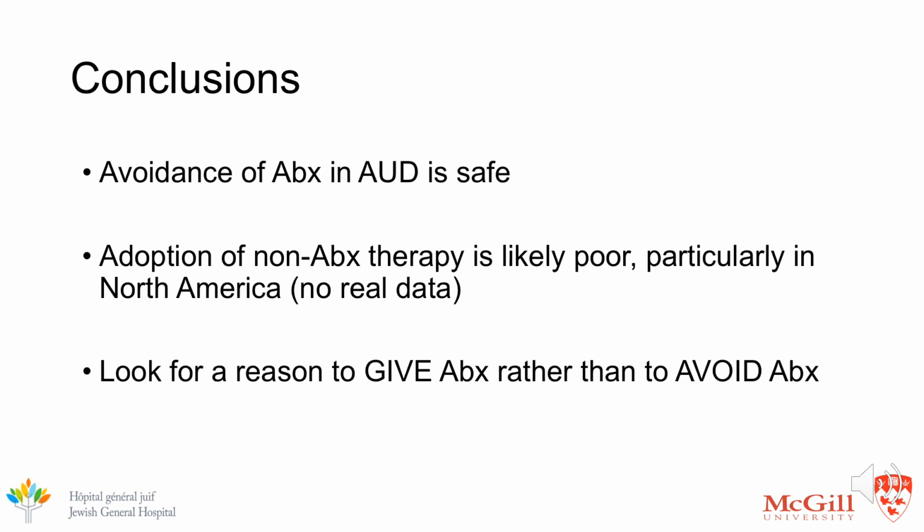So in conclusion, in patients with acute uncomplicated diverticulitis, a non-antibiotic strategy is safe. Adoption is probably poor, particularly in North America, although we don't have any big data studies looking at this. And my recommendation is that when seeing a patient with truly uncomplicated disease, look for a reason to give antibiotics rather than to avoid them. If you can make a non-antibiotic therapy your default management, in the absence of worrisome features or exclusion criteria like we've discussed, you'll probably avoid a lot of overprescribing.